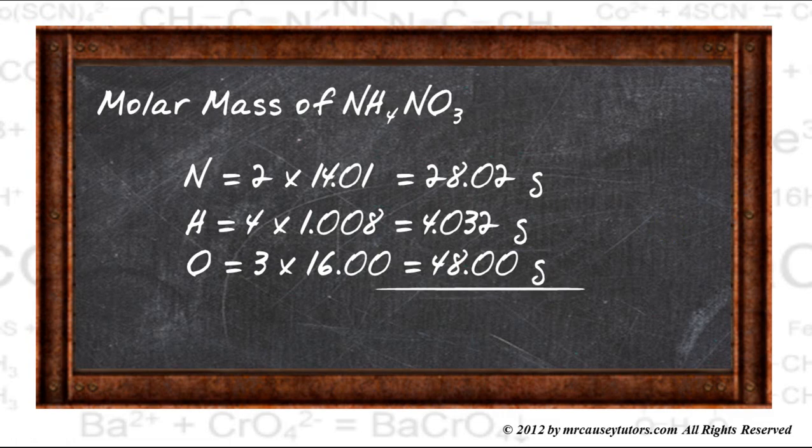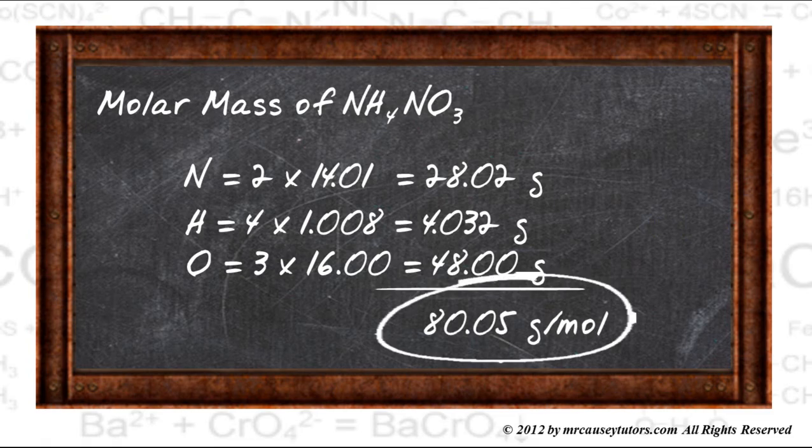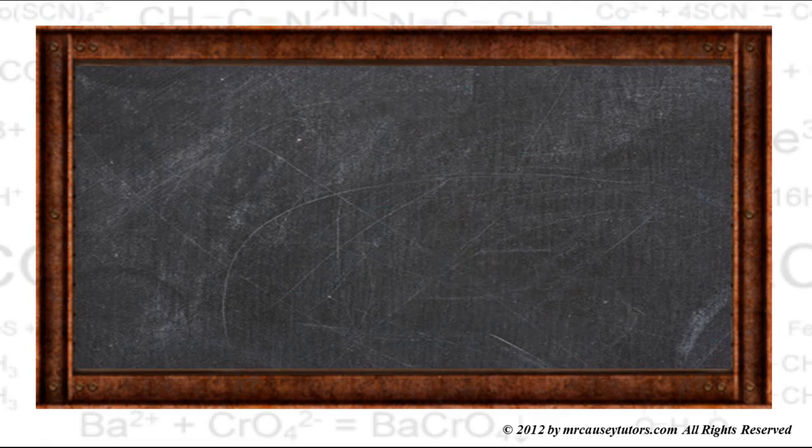Now remember, I get all these numbers off of the periodic table. That's why we need to have it handy. So there's our grams per mole, or our molar mass. Now, let's go and figure out the moles.